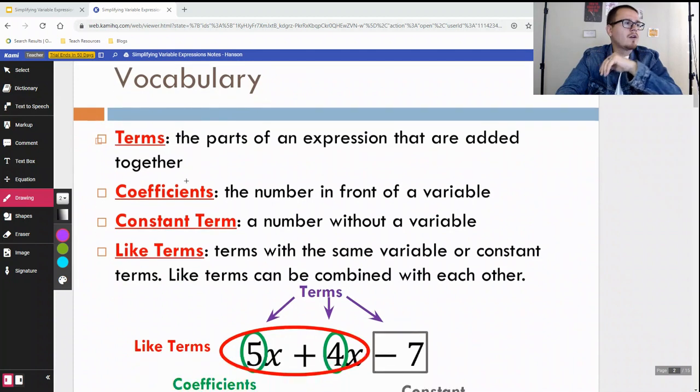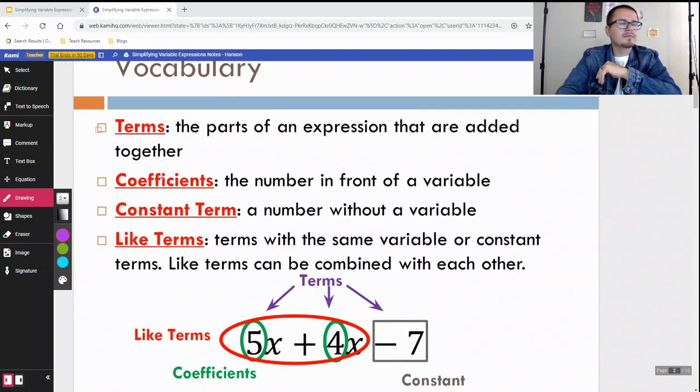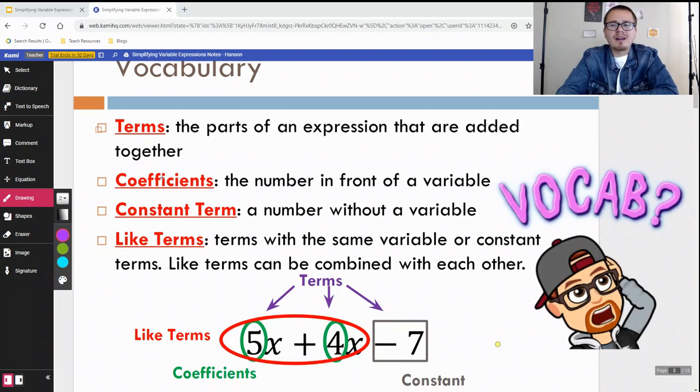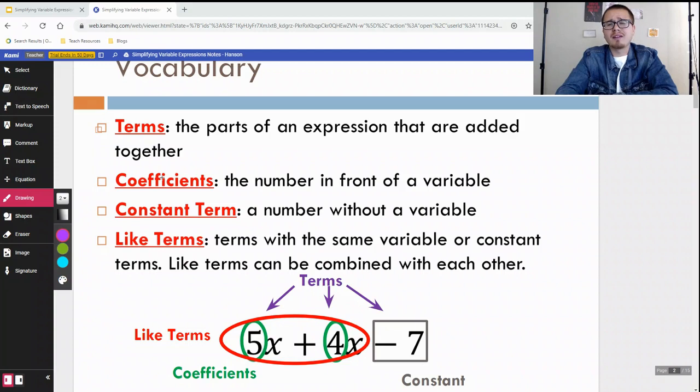So here's some vocab. Write it down, learn it. Vocab's kind of just like something you got to know. You got to be able to speak the language, right? If you don't know what something means, you could probably figure it out, but it's good to know. So a term is just a part of the expression. So all those things at the bottom are terms.